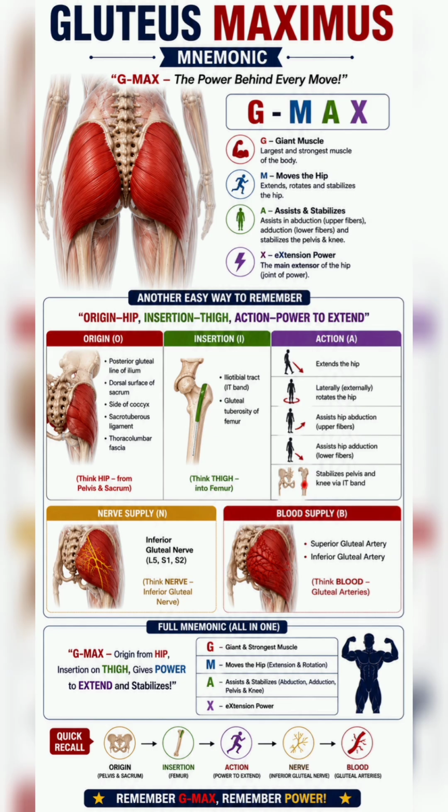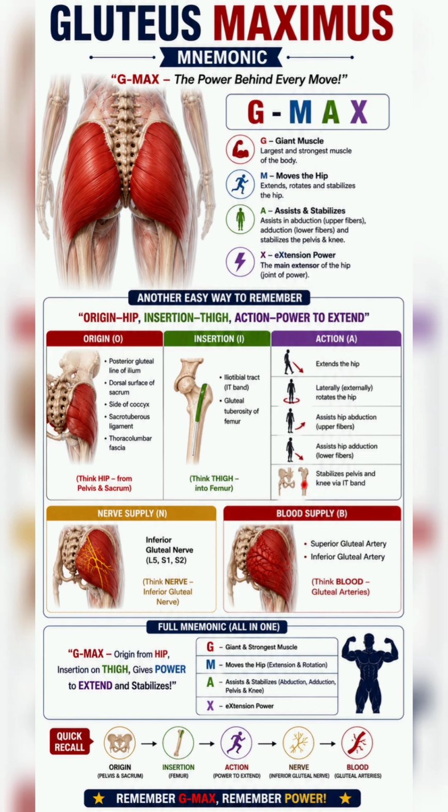Now let's remember it as G max. Gluteus max is the powerhouse behind every movement. G stands for giant muscle, because it is bulky: the strongest, largest and bulkiest muscle. M stands for movement, that is, it moves the hip. It extends the hip, rotates the hip and also stabilizes the hip.